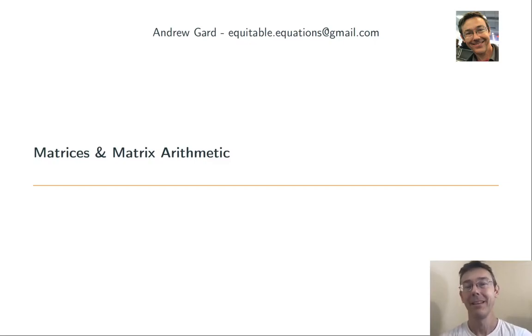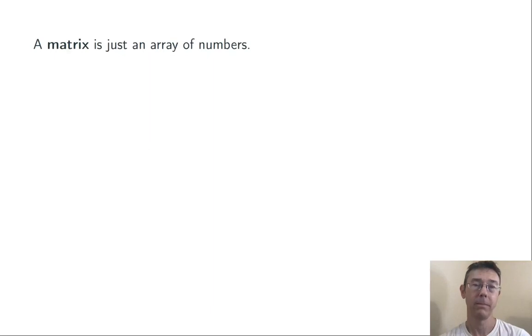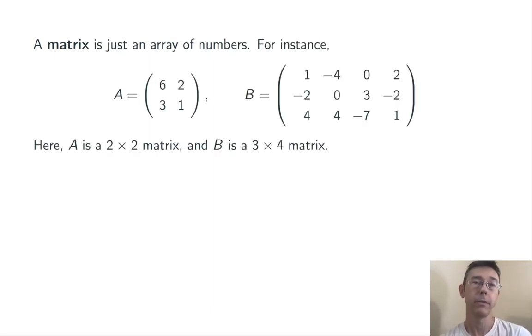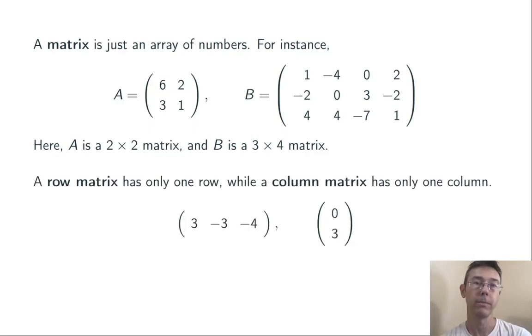Hey everybody. Today we're talking about matrices and doing some matrix arithmetic. In mathematics, a matrix is just an array of numbers. Here's a couple of examples. We describe the dimensions of the matrix by putting the number of rows first, followed by the number of columns. So B, for example, here is a 3 by 4 matrix.